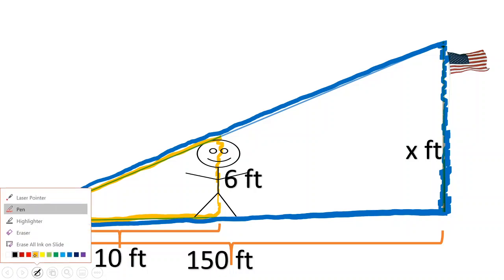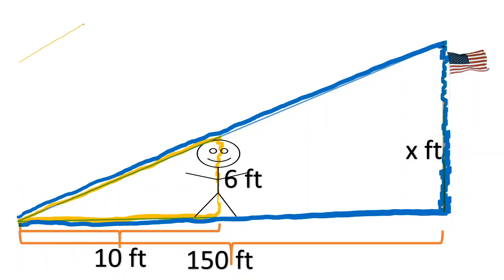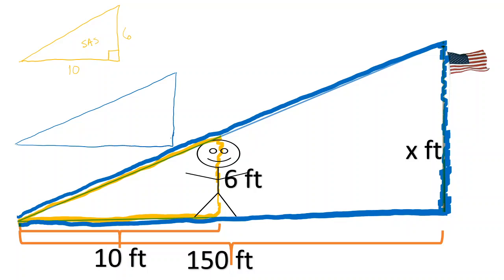So I'm going to make two triangles. I'm going to make one of them orange, to signify that one. I'm going to make one of them blue. So on my orange one, I know that the base is 10. The height is 6, and so we have side, angle, side, okay? And another similar triangle, all these angles should be the same. That's why this would work out.